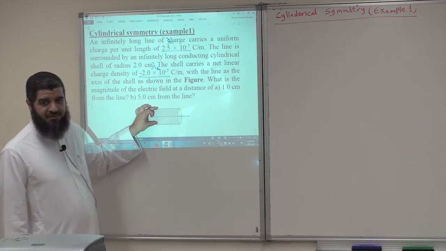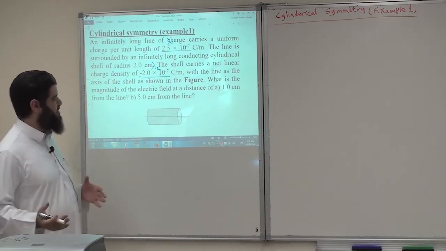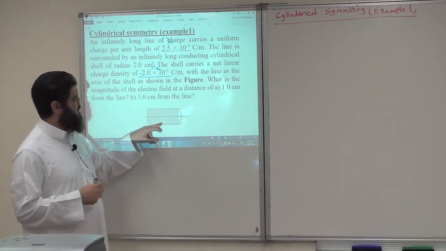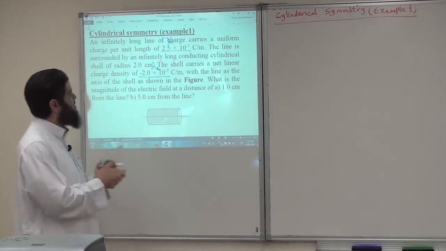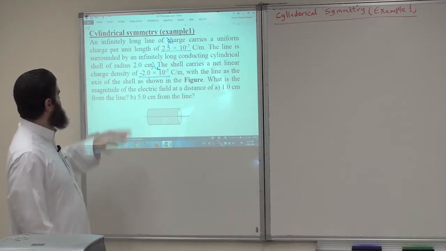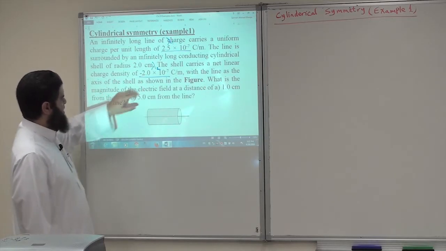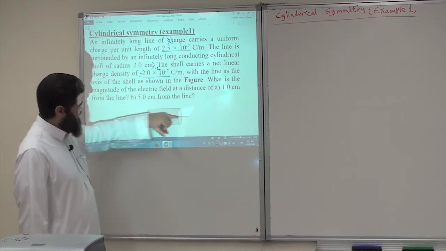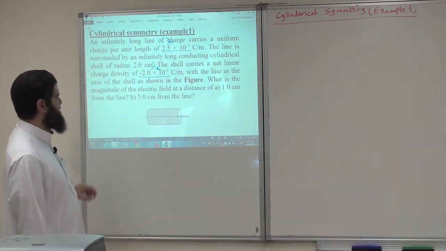So in other problems, he might give you sigma, not lambda, for the cylinder. And this is our habit. Sometimes we give you lambda for the cylinder if it will reduce to a line, or sometimes we give you sigma. So there is no problem with this. The line is exactly at the axis of the cylindrical shell, as shown in the figure.